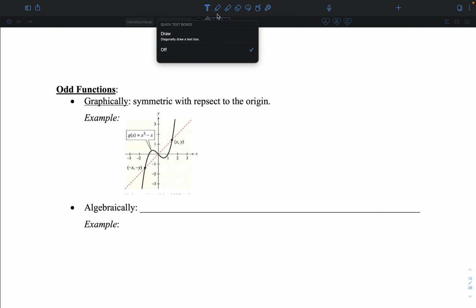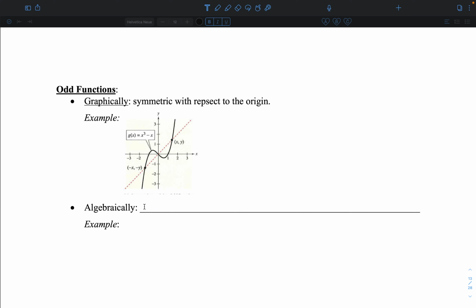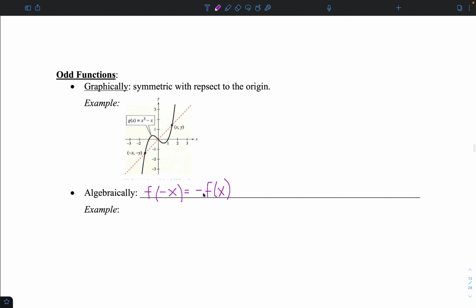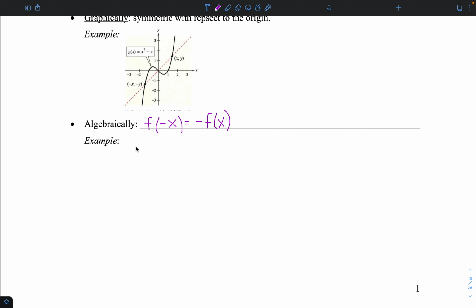If I have f of negative x, so if I substitute negative x in for x, just like I did for the other function, but now it is the opposite of my original function, meaning every sign is the opposite, which is why we have this negative out front, then that means it's an odd function. I want it to be the complete opposite. So every positive will be negative and every negative will become positive.